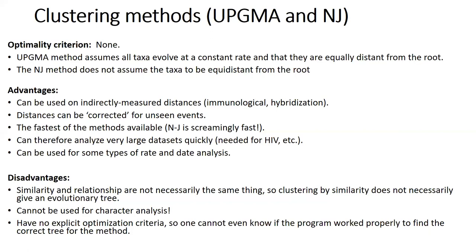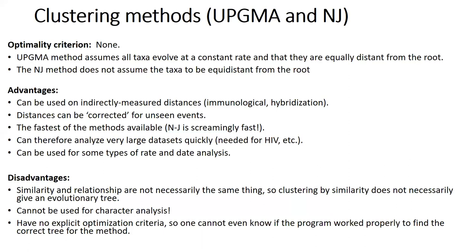So advantages: these methods can be used on indirectly measured distances, and the distances can be corrected for unseen events. They are fast methods, for example the neighbor joining method is very fast. So they can analyze very large data sets in the shortest possible time. These methods can be used for some types of rate and data analysis.